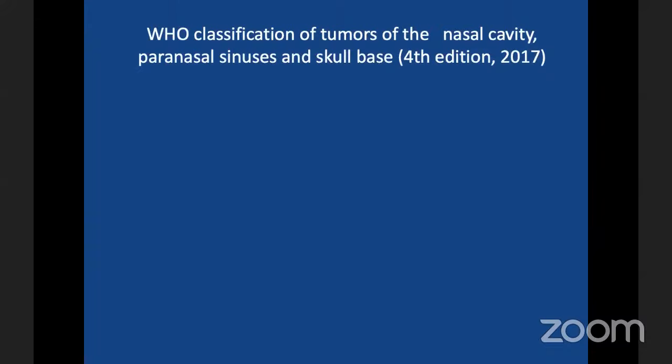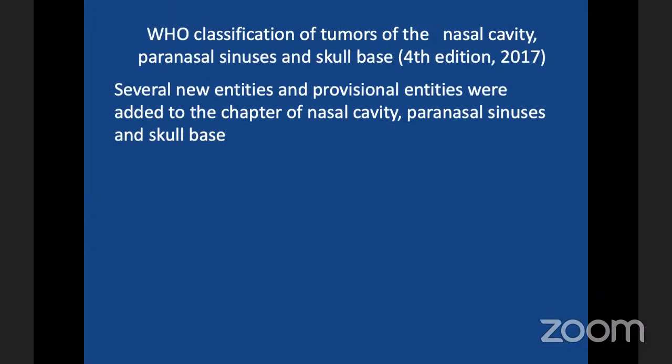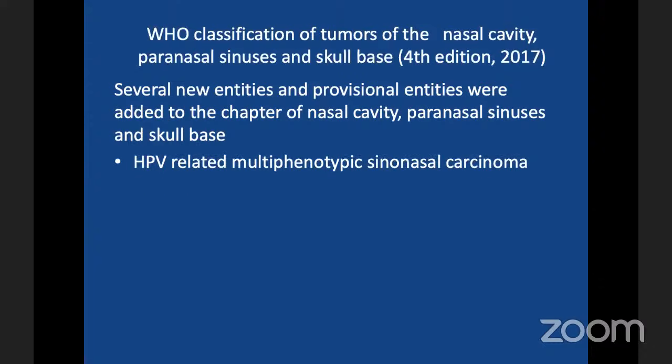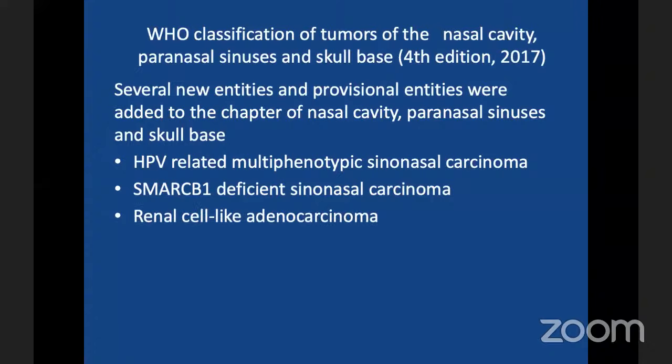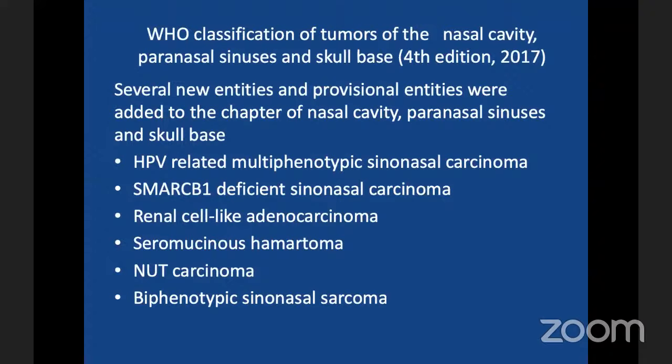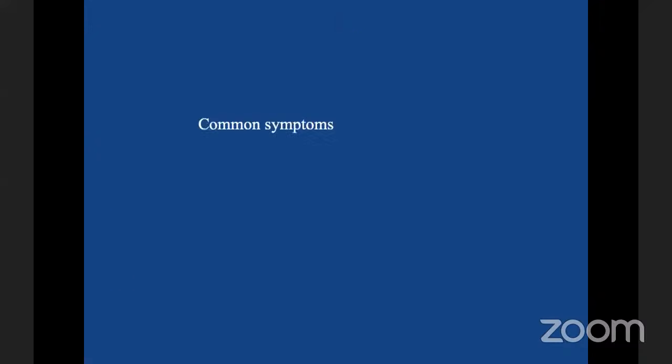Now, just a slide on the WHO classification of tumors of the nasal cavity, paranasal sinus and skull base, the 4th edition in 2017. Several new entities and provisional entities were added to the chapter of nasal cavity, PNS and skull base, which includes HPV-related multiphenotypic sinonasal carcinoma, the SMARCB1 deficient sinonasal carcinoma, the renal cell-like adeno-CA, seromucinous hamartomas, the NUT carcinoma, and biphenotypic sinonasal sarcoma. So this has been the newer edition, which is the 4th edition in 2017.